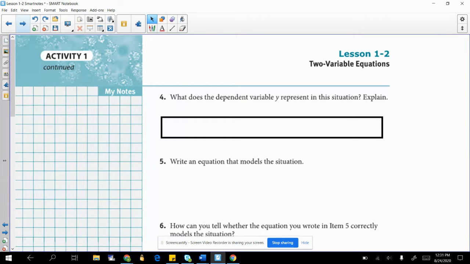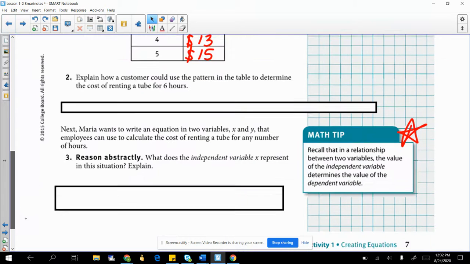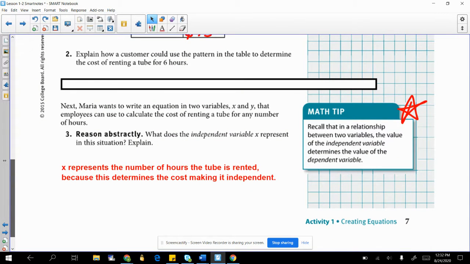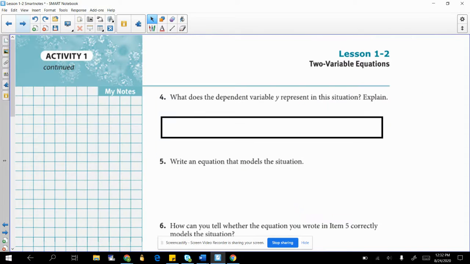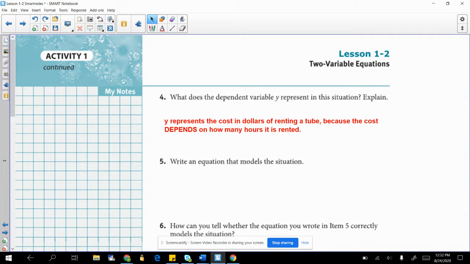So then obviously number 4 is asking, what does the dependent variable y represent in this situation? And well, obviously if x represented our number of hours, then y is going to have to represent the cost in dollars of renting a tube. And this makes sense because the cost depends on how many hours you're going to rent the tube. So your cost is your dependent variable. Okay, and we'll keep talking about those as we move forward.